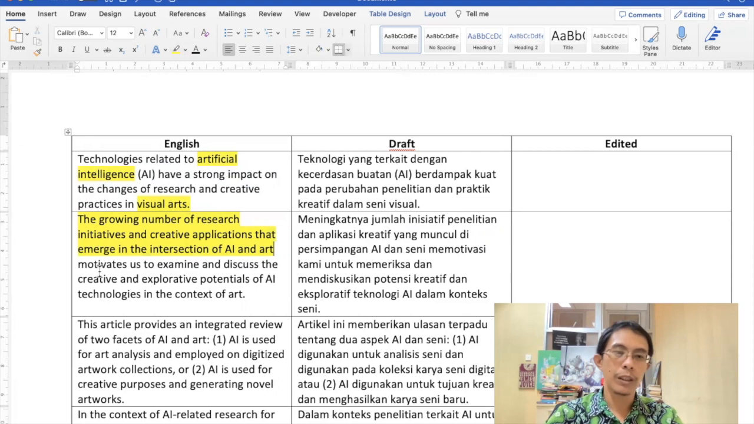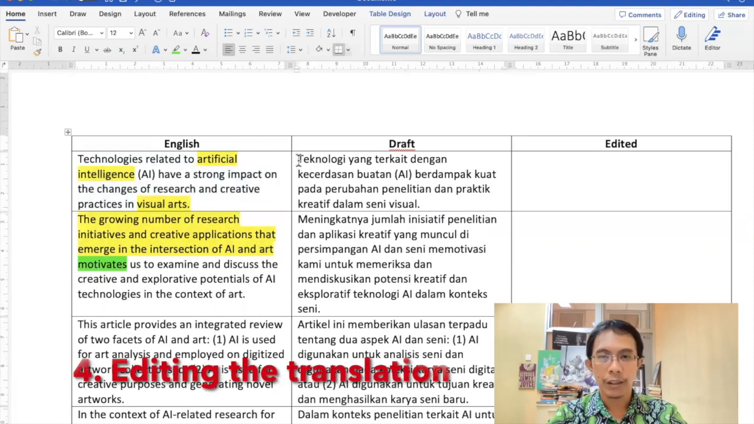And then after that, we look at the predicate. And then we look at the object. If we have subclauses, we also need to be able to identify those subclauses. Right. And then third, we are done already with the terminology, with the sentence structure. We are now ready to edit the translation. Now we look at the translation here.